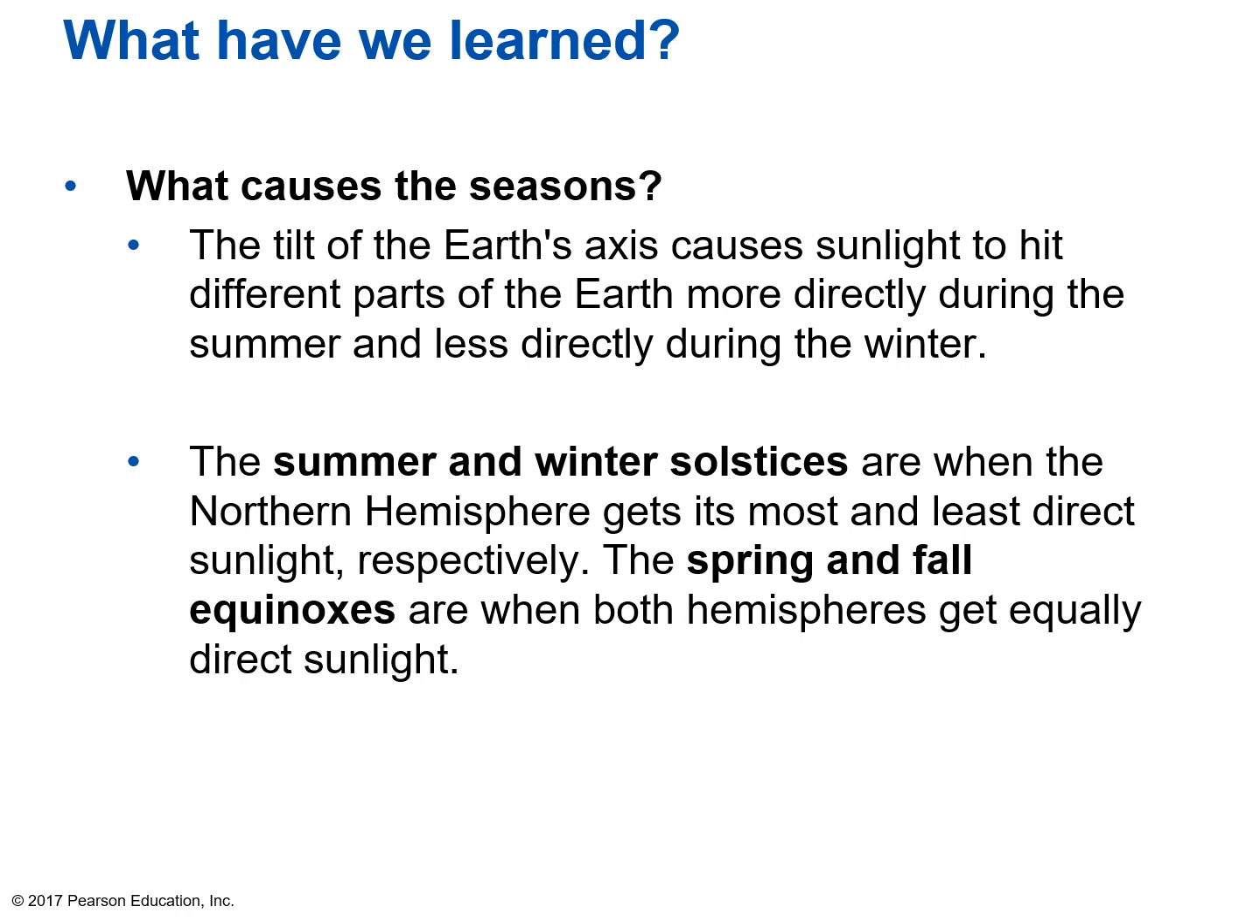So to summarize, what causes the seasons? The tilt of the Earth's axis causes sunlight to hit different parts of the Earth more directly during the summer and less directly during the winter. The summer and winter solstices are when the northern hemisphere gets its most and least direct sunlight, respectively. The spring and fall equinoxes are when both hemispheres get equally direct sunlight.